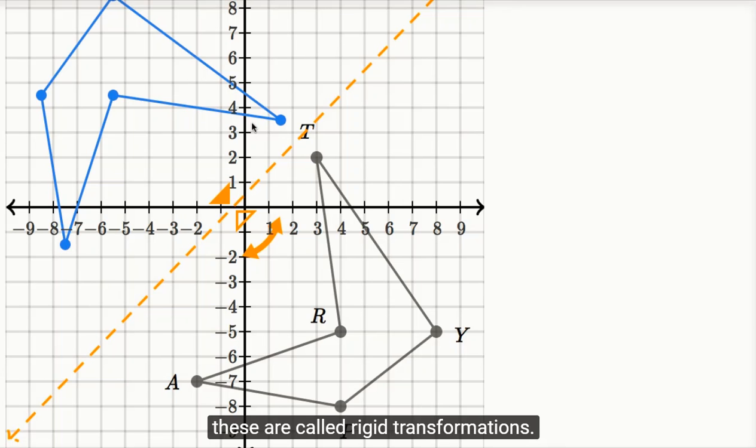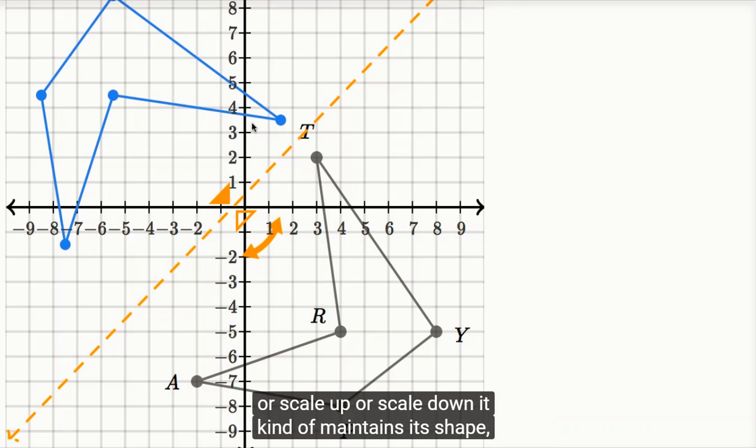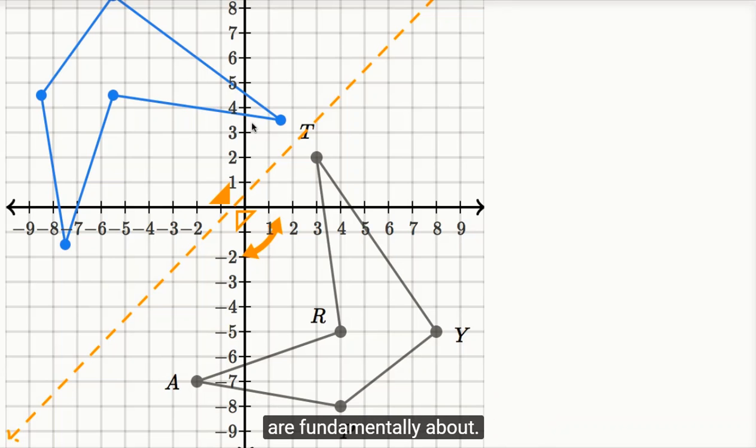Now, all of the transformations that I've just showed you, the translation, the reflection, the rotation, these are called rigid transformations. And once again, you could just think about, what does rigid mean in everyday life? It means something that's not flexible. It means something that you can't stretch or scale up or scale down. It kind of maintains its shape. And that's what rigid transformations are fundamentally about.